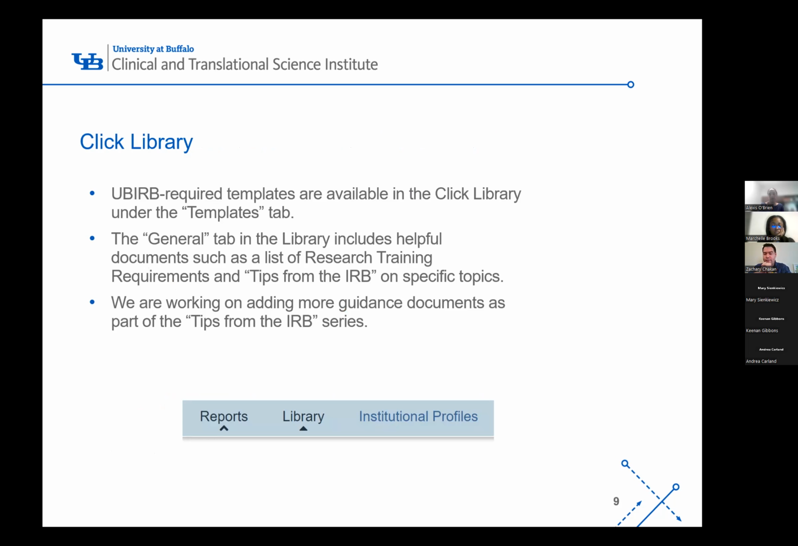The general tab under library includes a lot of helpful documents, including research training requirements and what we call tips from the IRB on specific topics. We're constantly trying to create more of those documents to provide more guidance to the research community. There are about 10 topics there now, and if you have any questions that you don't feel are covered, you can always let us know, and we can try to answer them the best way that we can.